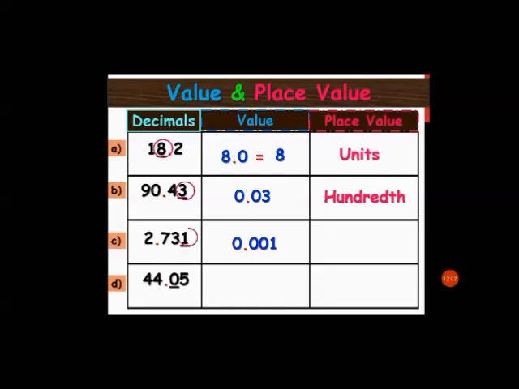So the place value, I will circle the 1. This one is the third place from the right. So it's tenth, hundredth, and then it's thousandth. The third place is thousandth.